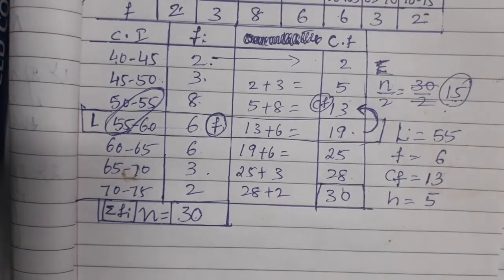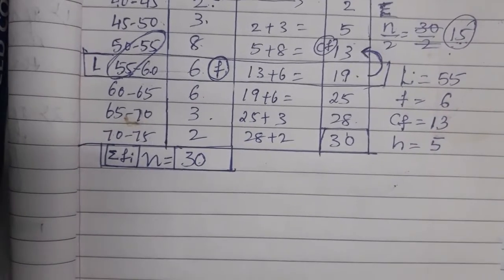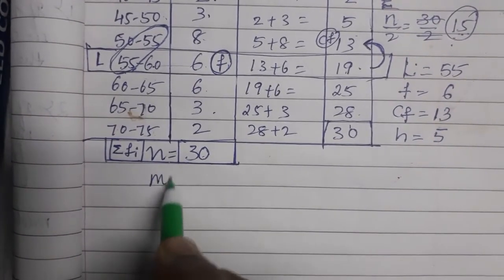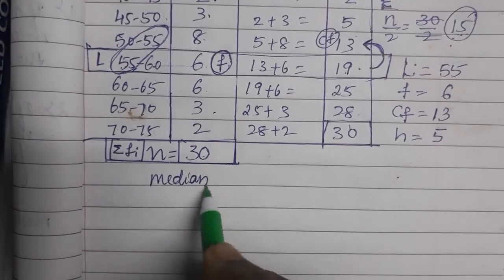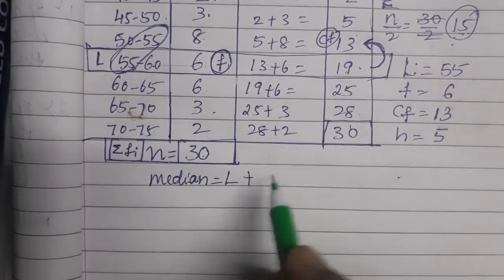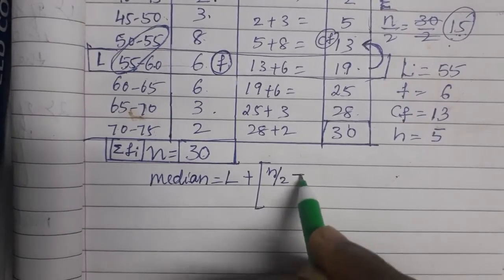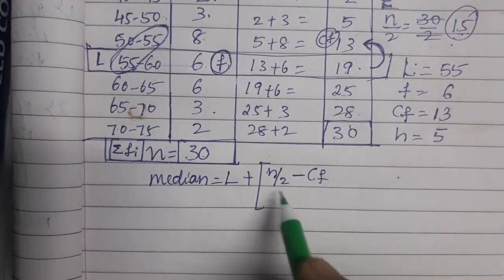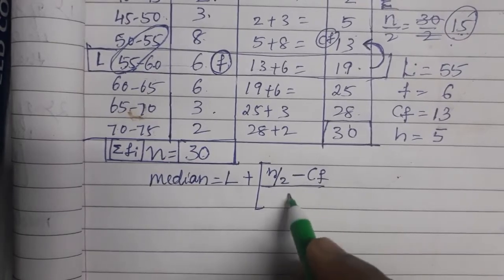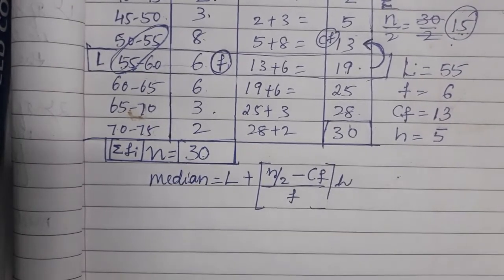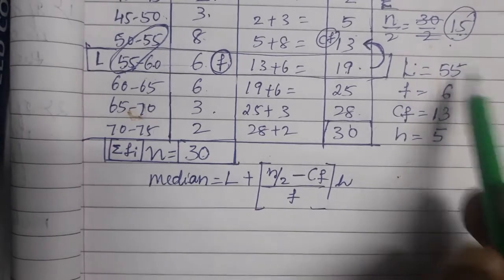Once you collect the information, next what you should do? You should write the formula and substitute. What is the formula for median? Just now I have explained. Median is equal to L plus, we know that, n by 2 minus cumulative frequency divided by the frequency of the median class multiplied by the size of the class interval. Now substitute the values from here.